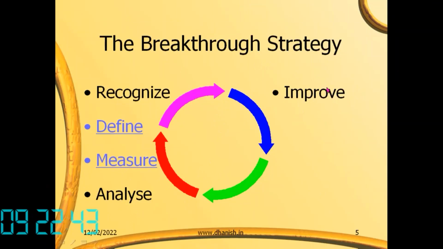So after improvement, you again measure whether you have really achieved the improvement or not. And if not, again analyze. Or if you have improved, then okay, you can go to the next stage, which is control. So you have to develop the systems to ensure that the improvement does not go back, remains there forever.